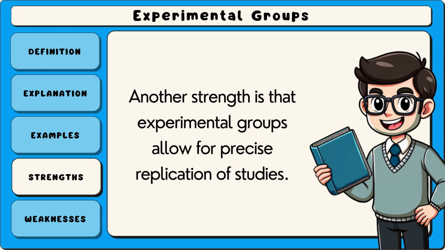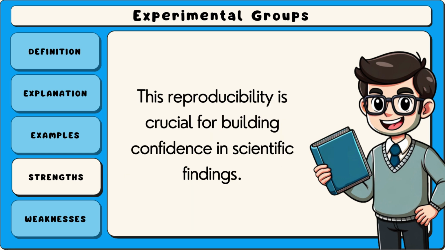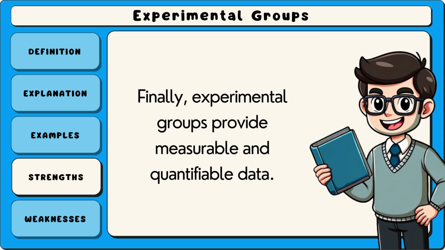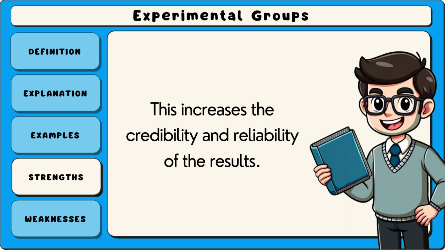Another strength is that experimental groups allow for precise replication of studies. Researchers can document their methods and conditions so others can repeat the experiment to verify the results. This reproducibility is crucial for building confidence in scientific findings. Finally, experimental groups provide measurable and quantifiable data. Researchers can collect numerical data from experiments, making it easier to analyse and draw conclusions using statistical tools. This increases the credibility and reliability of the results.